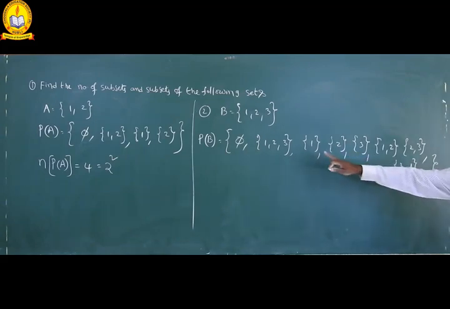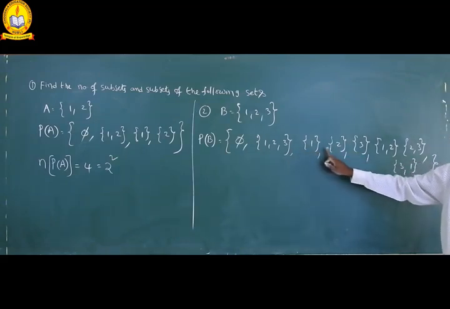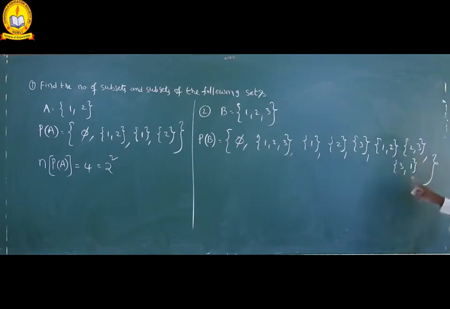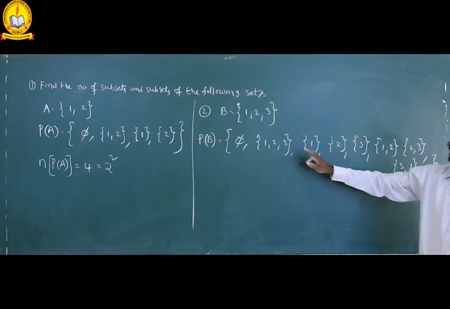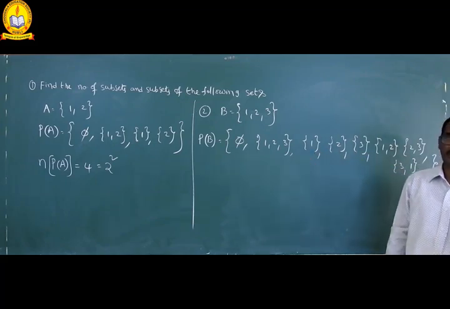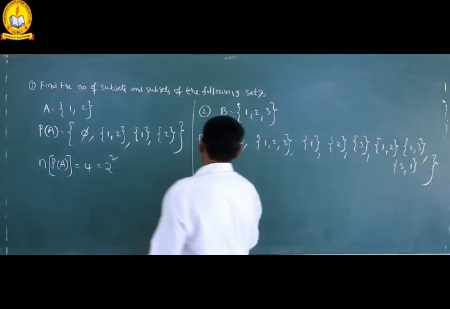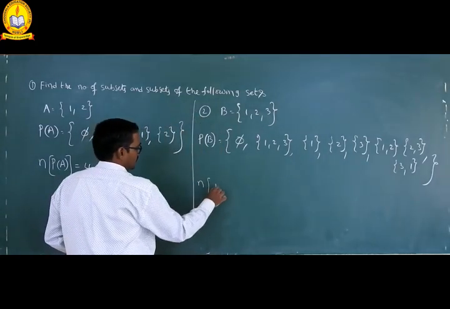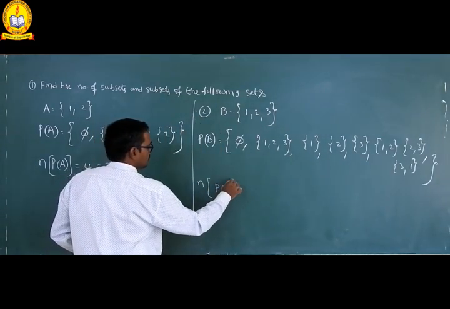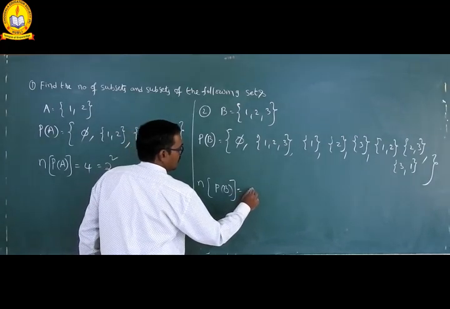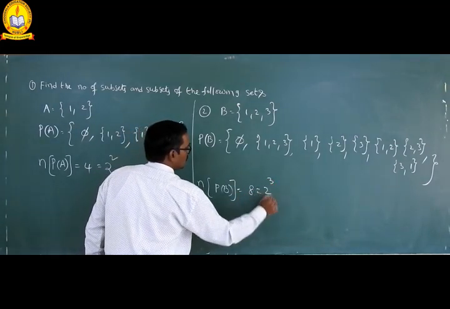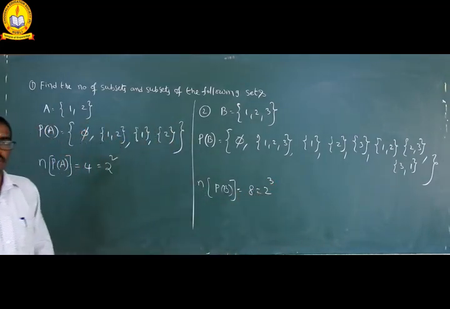See, empty set, {1}, {2}, {3}, singleton 1, singleton 2, singleton 3, {1,2}, {2,3}, {3,1}, {1,2,3}. Number of subsets are 8. Denoting with n of P of B, n of P of B is equal to 8. 8 we can also write as 2 cube.